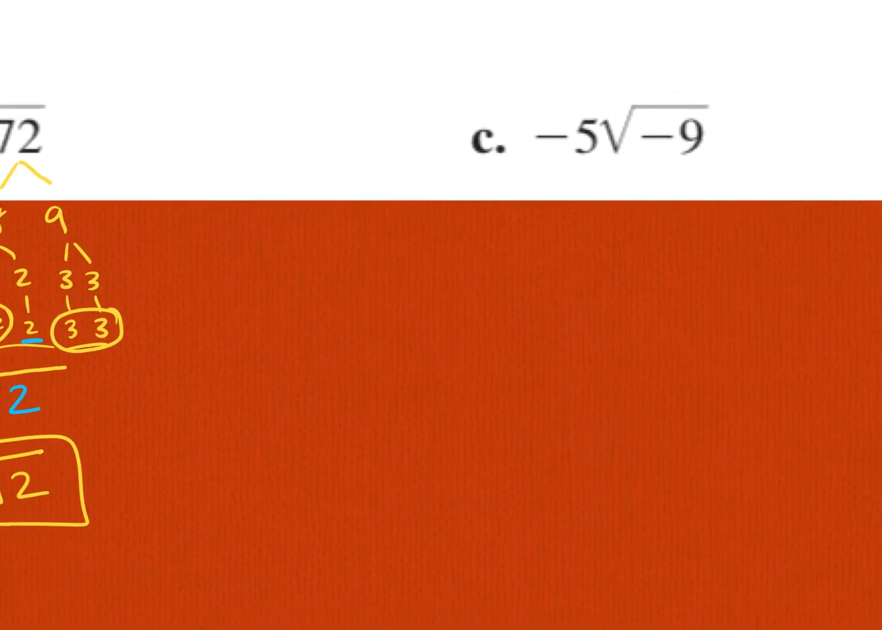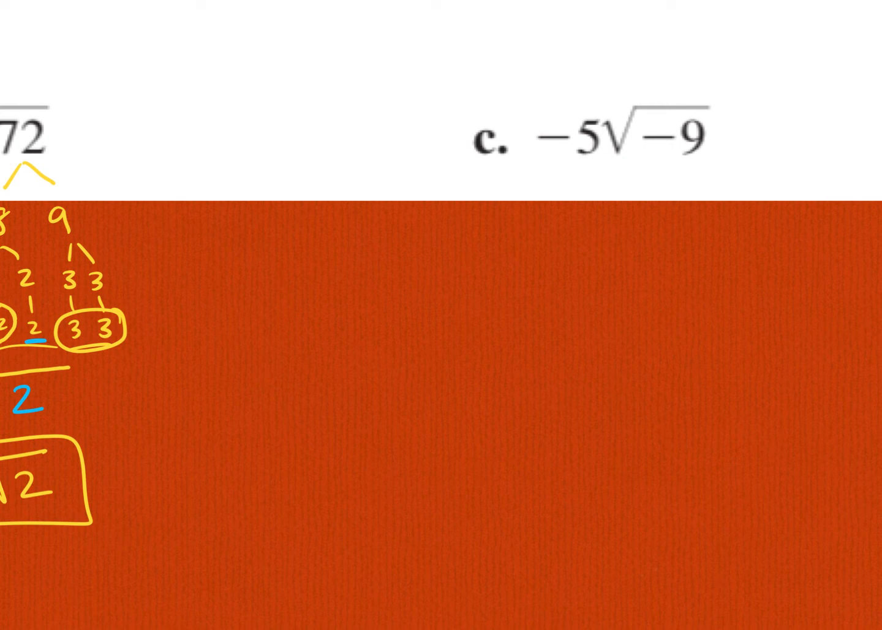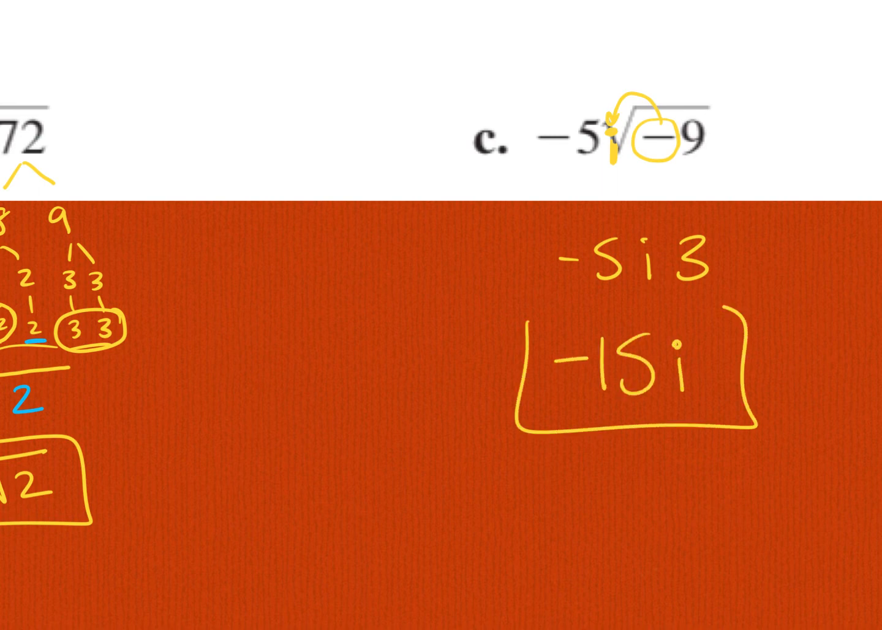All right, let's do C. So what's the first thing I should do here? Take out the negative and turn it into an i. And then what's the square root of 9? 3. So I have negative 5i and 3. But can I combine any of these together? Negative 5 times 3 would be? So negative 15i is my answer. So all of these are just being multiplied together, so I can multiply the 5 and the 3.